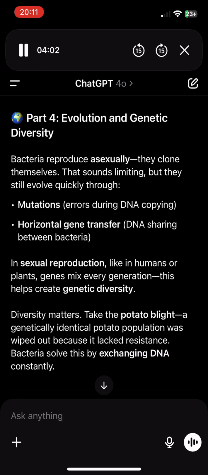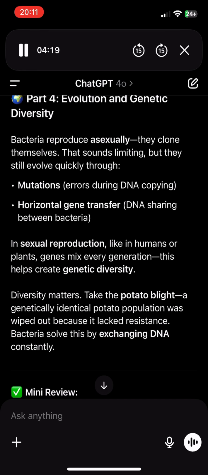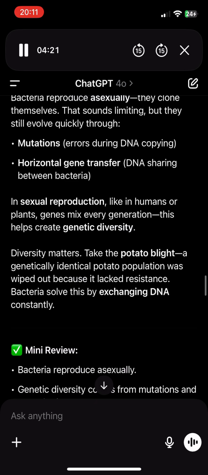Part 4, evolution and genetic diversity. Bacteria reproduce asexually. They clone themselves. That sounds limiting, but they still evolve quickly through mutations, errors during DNA copying, and horizontal gene transfer, DNA sharing between bacteria. In sexual reproduction, like in humans or plants, genes mix every generation. This helps create genetic diversity.